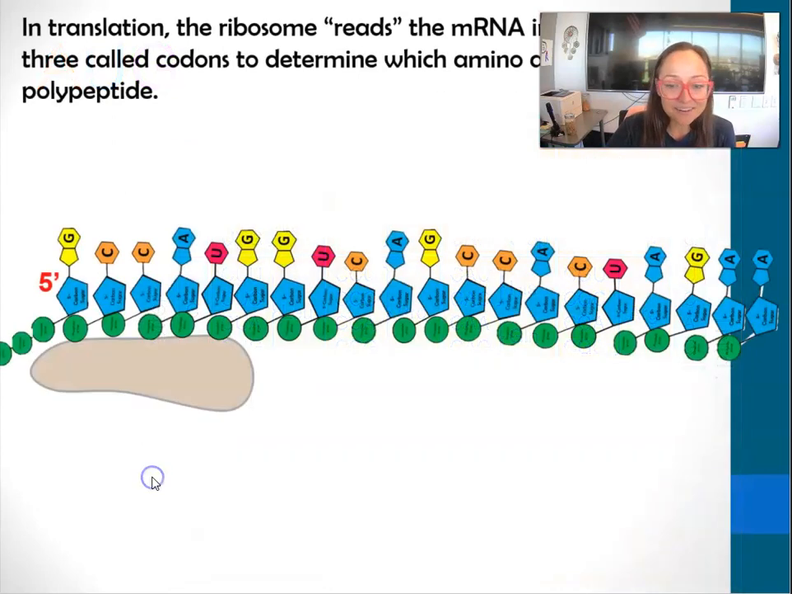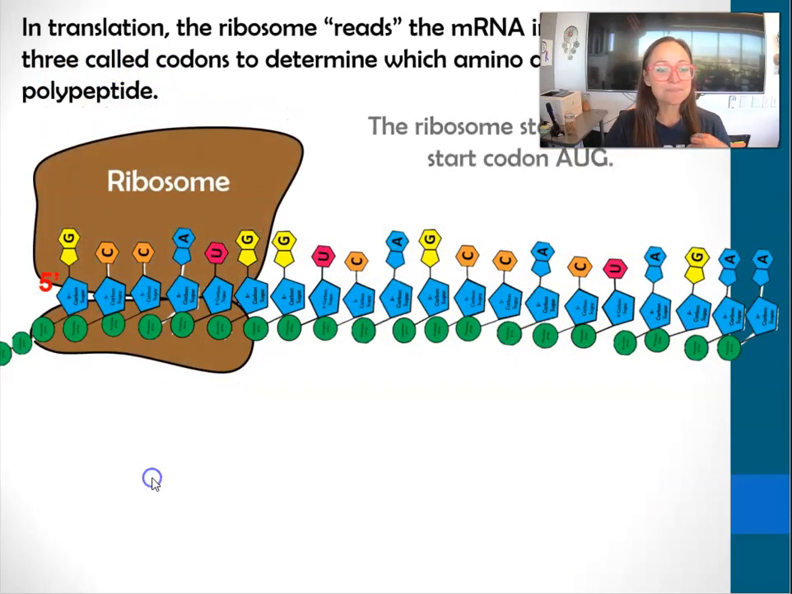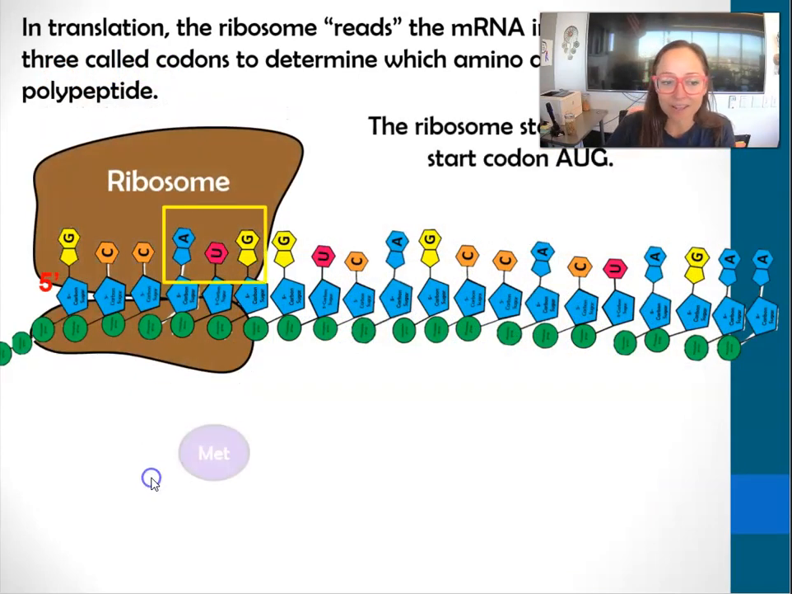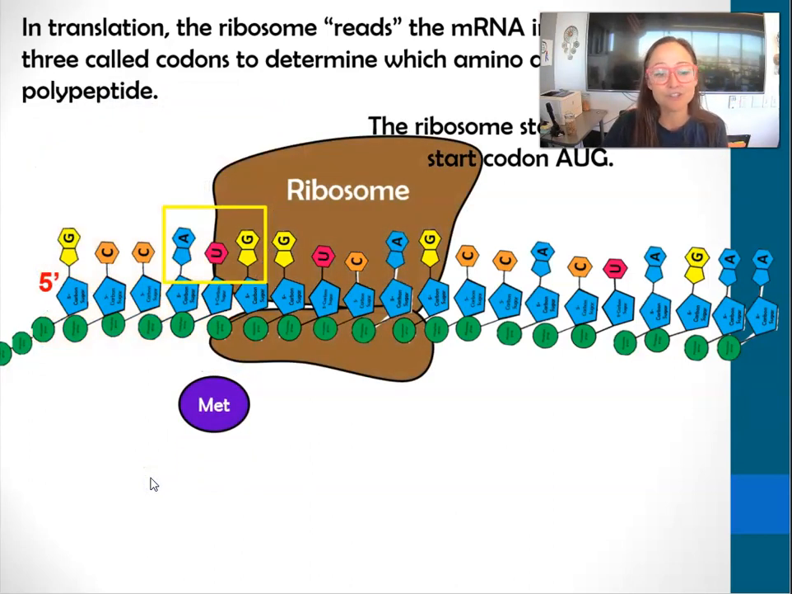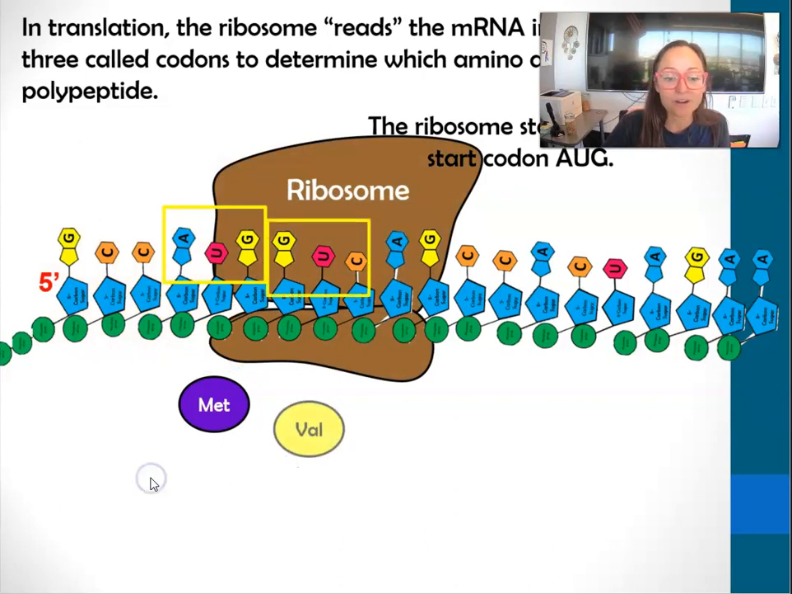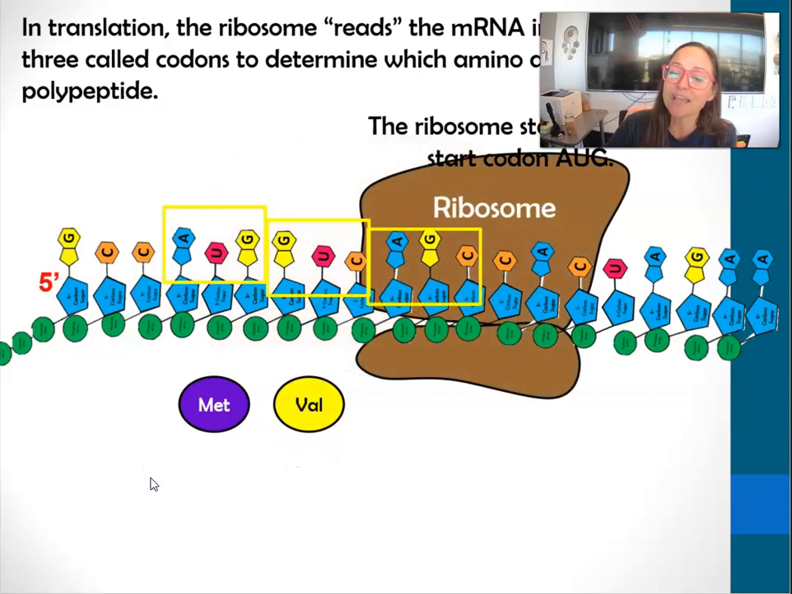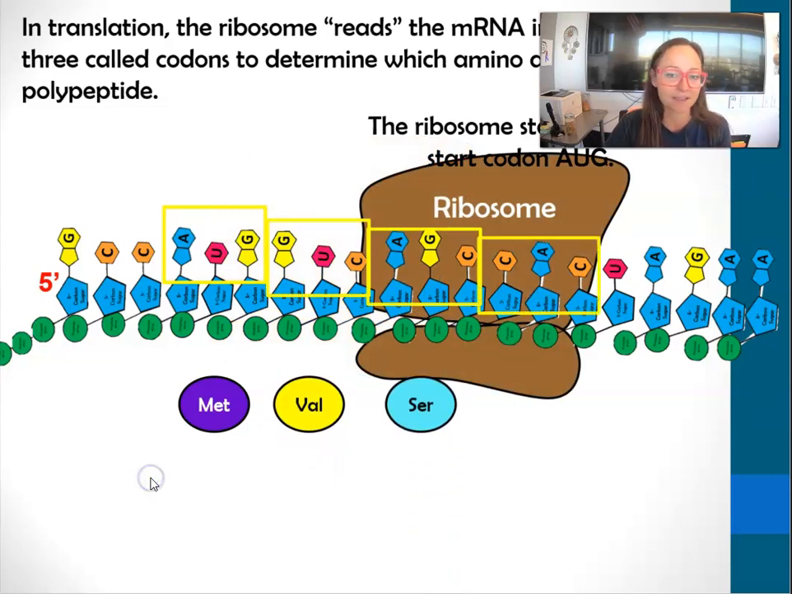So here we can see our first start codon, AUG, so methionine. Then our next codon is GUC. If you use that genetic code, that would code for valine. And then it would continue down codon by codon by codon, each one coding for a different amino acid.